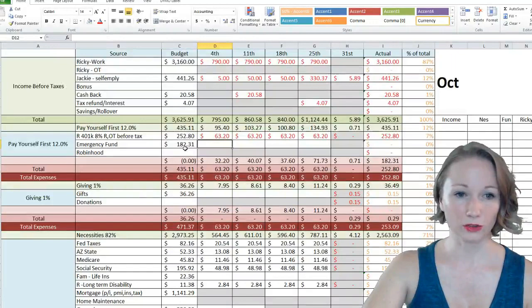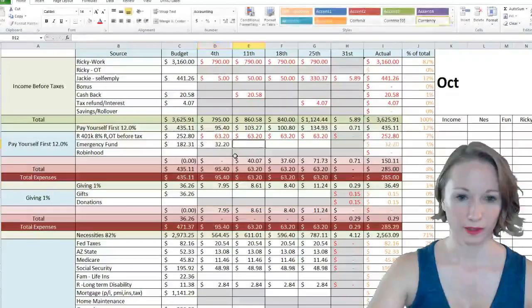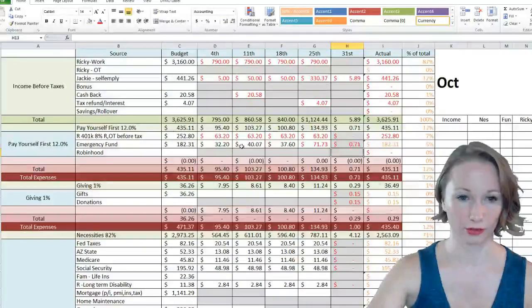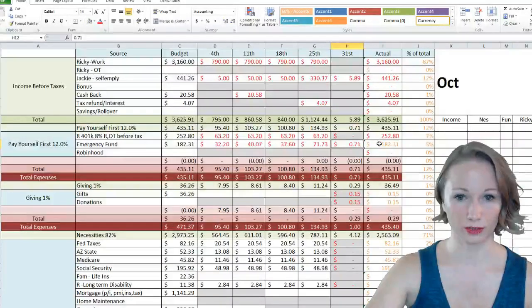So I have $182 for the month, but then out of each paycheck, what does that look like? So I can see here, 3220, 4007, 3760, 7173, and then the 71 from that check there. So again, I'm gonna make these red, and then we're gonna open this one up. So now you can see I have that 182.31.